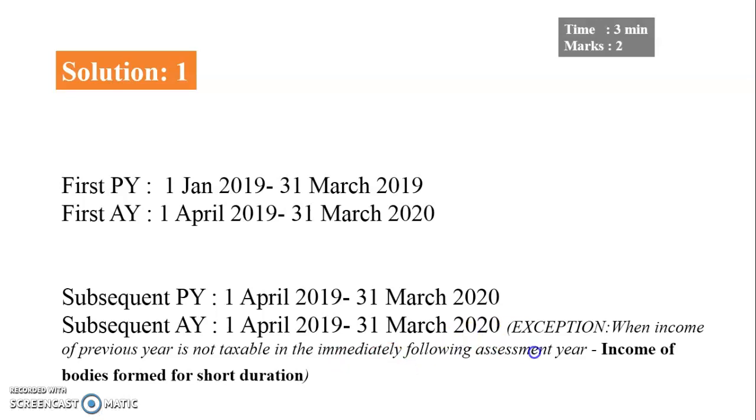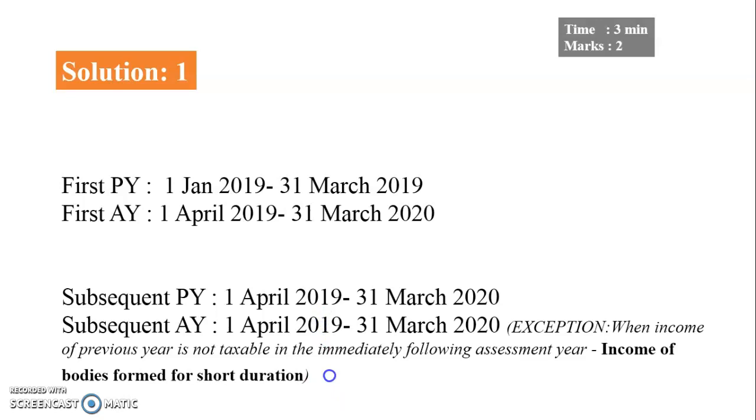The exception applies when the income is of a body formed for shorter duration. In this case, the contract was for shorter duration and it was completed in the previous year, 1st April 2019 to 31st March 2020. So we will not wait for the subsequent assessment year. Rather, we will tax the income in the same previous year at the rate of the assessment year April 2019 to March 2020. None of you have attempted it correctly.